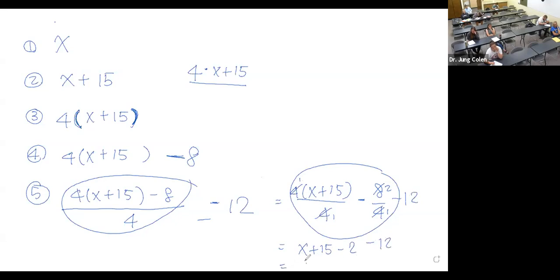And what is this? x plus 15 minus 2 minus 12. Minus 14, isn't it? That's the same as x plus 15 minus 14, which is x plus 1. So the result number is always 1 more than the original number, right? That's how I could figure out what your real number is. Make sense? Okay. So you can play things like this with your students too. That's going to be fun.